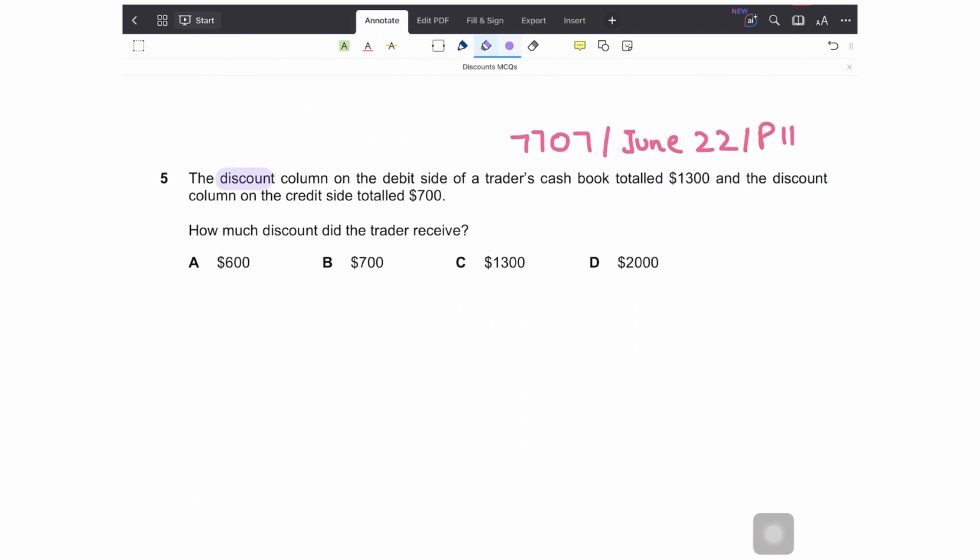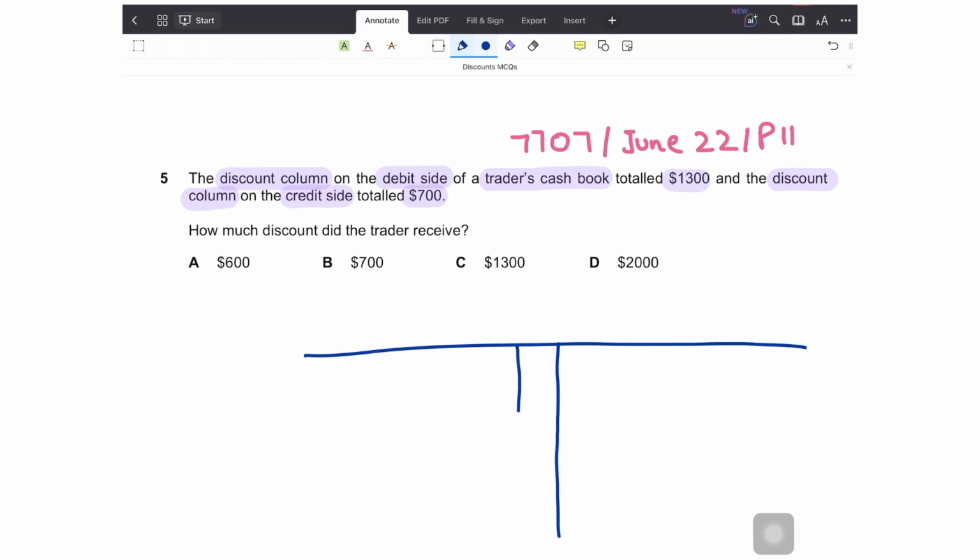Next question says, the discount column. Okay, so the discount column, read the question very carefully. The discount column on the debit side of the trader's cash book totals 1300, and the discount column on the credit side of the cash book, of course, totals 700. Before reading further, if we just quickly make the cash book, this is how a 3-column cash book is made.